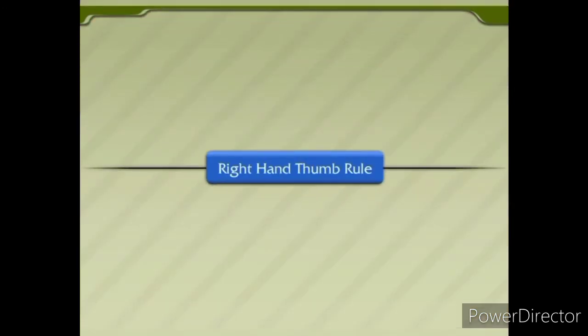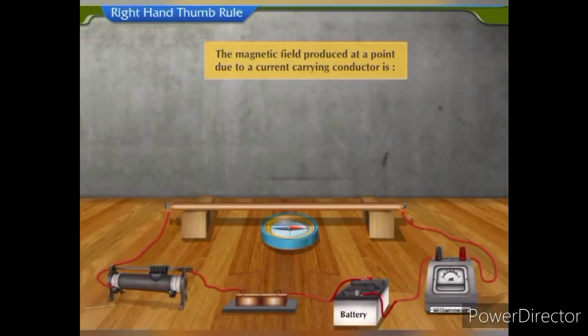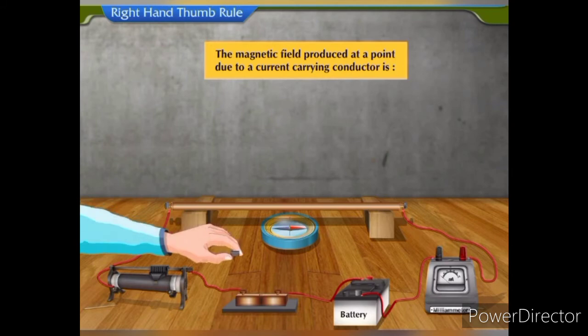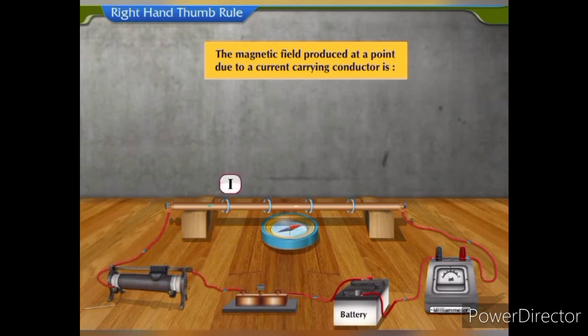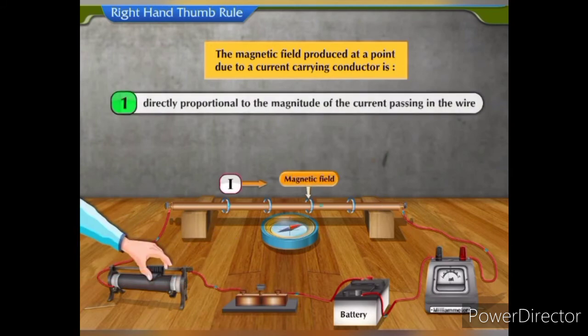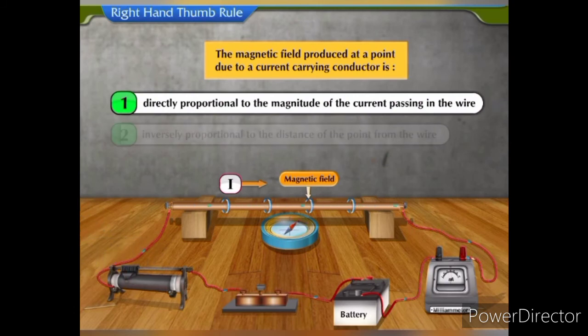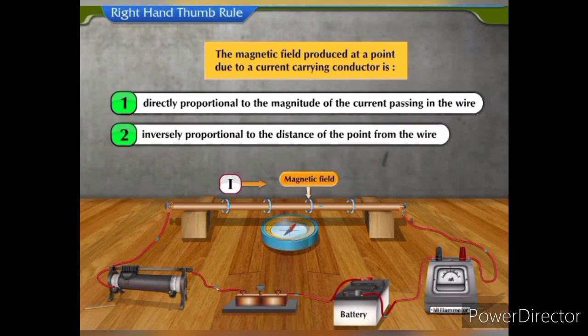Right-hand thumb rule. The magnetic field produced at a point due to a current-carrying conductor is directly proportional to the magnitude of the current passing in the wire, and inversely proportional to the distance of the point from the wire. The direction of the field produced at a point is given by the right-hand thumb rule.